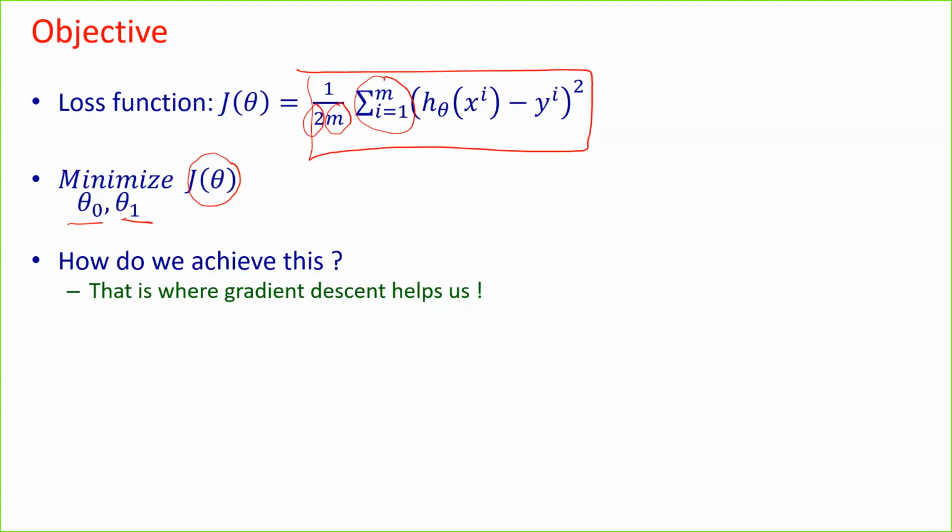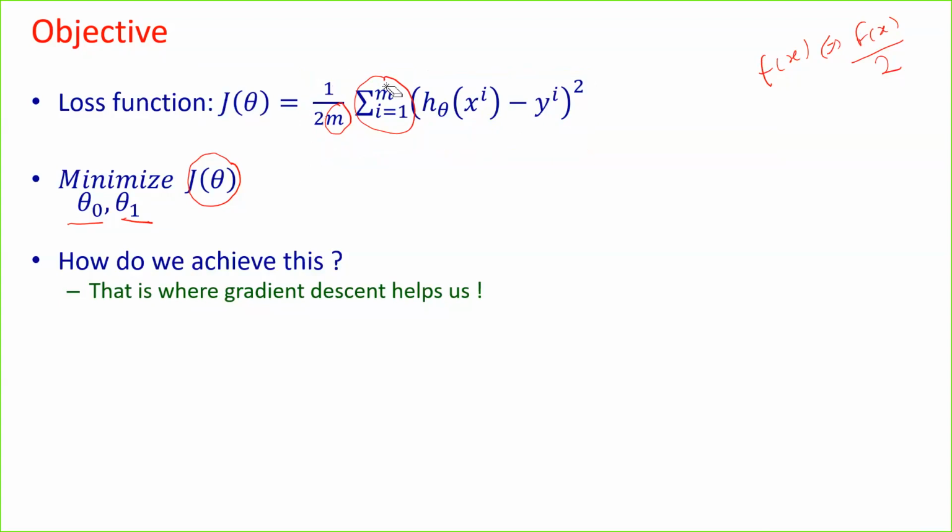It is not violating our objective because minimizing some function f of x is equivalent to minimizing f of x by 2. At the same time, it simplifies some mathematics, so that's why we kept 1 by 2 in the denominator. So the objective is now to choose theta naught and theta 1 so that the squared difference between actual and predicted values is minimized for all the training examples.